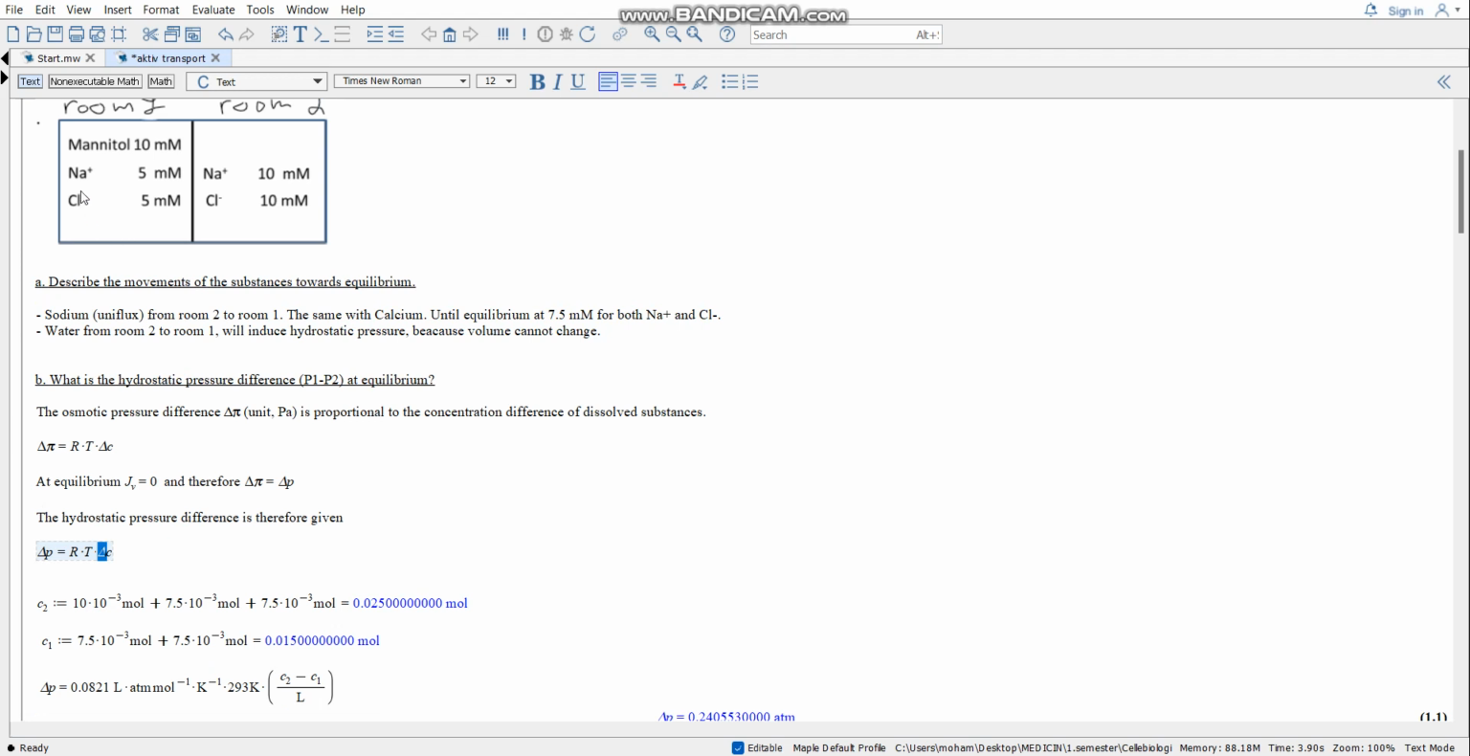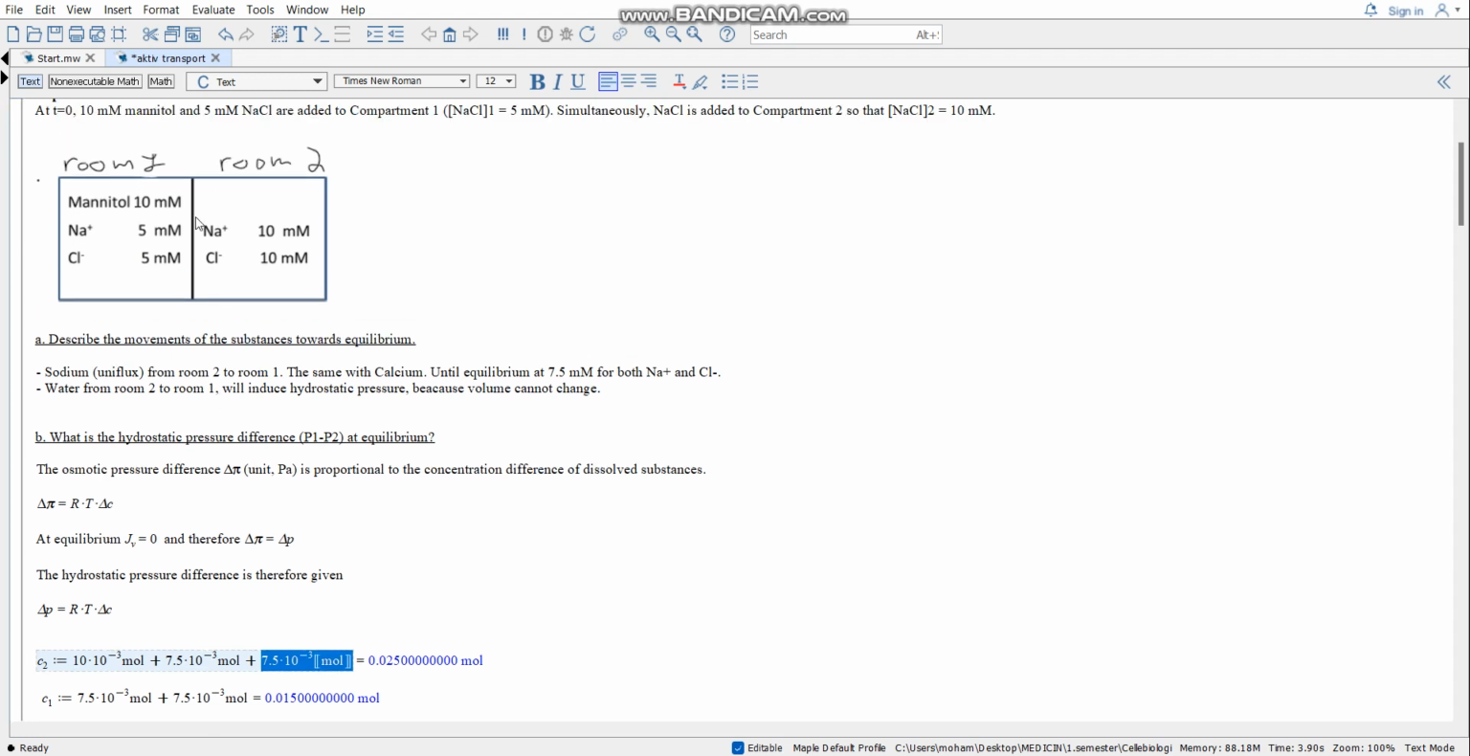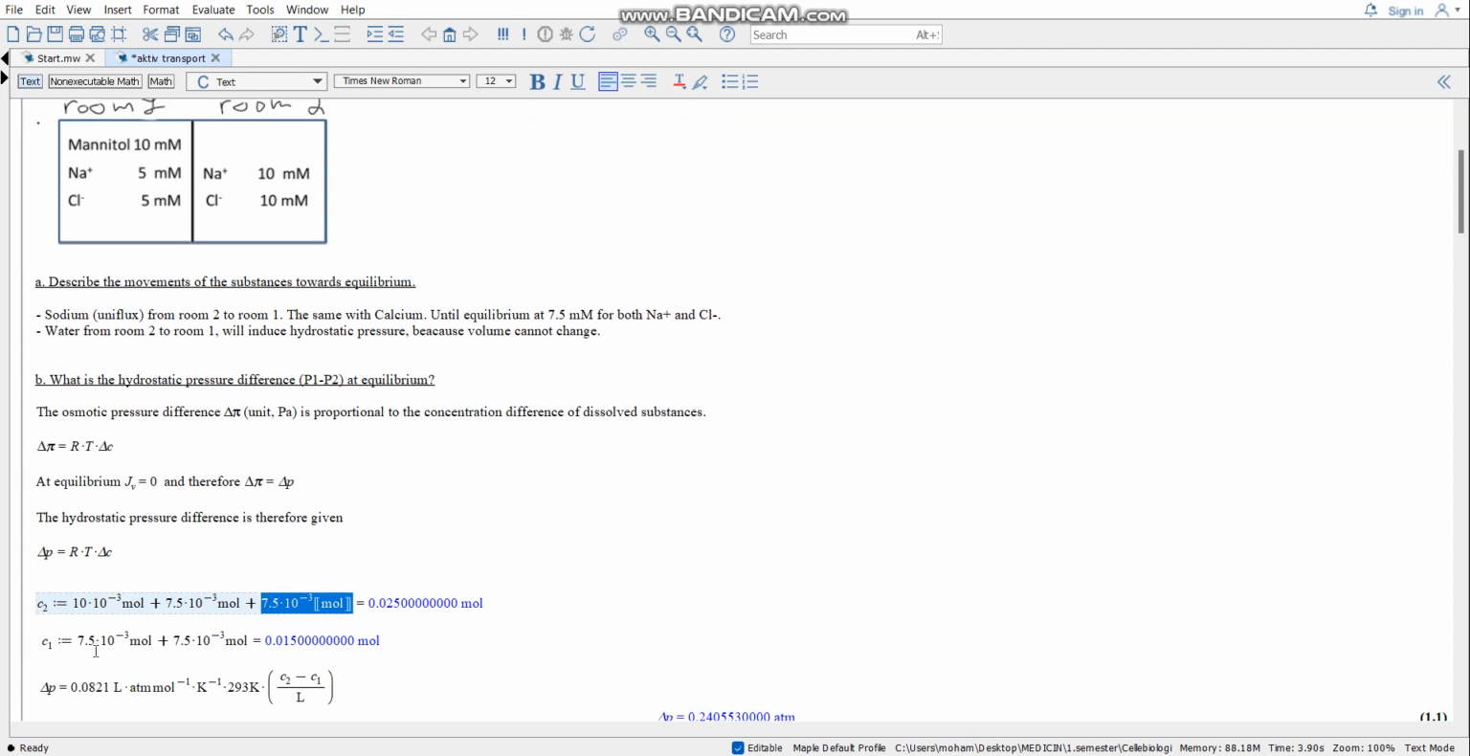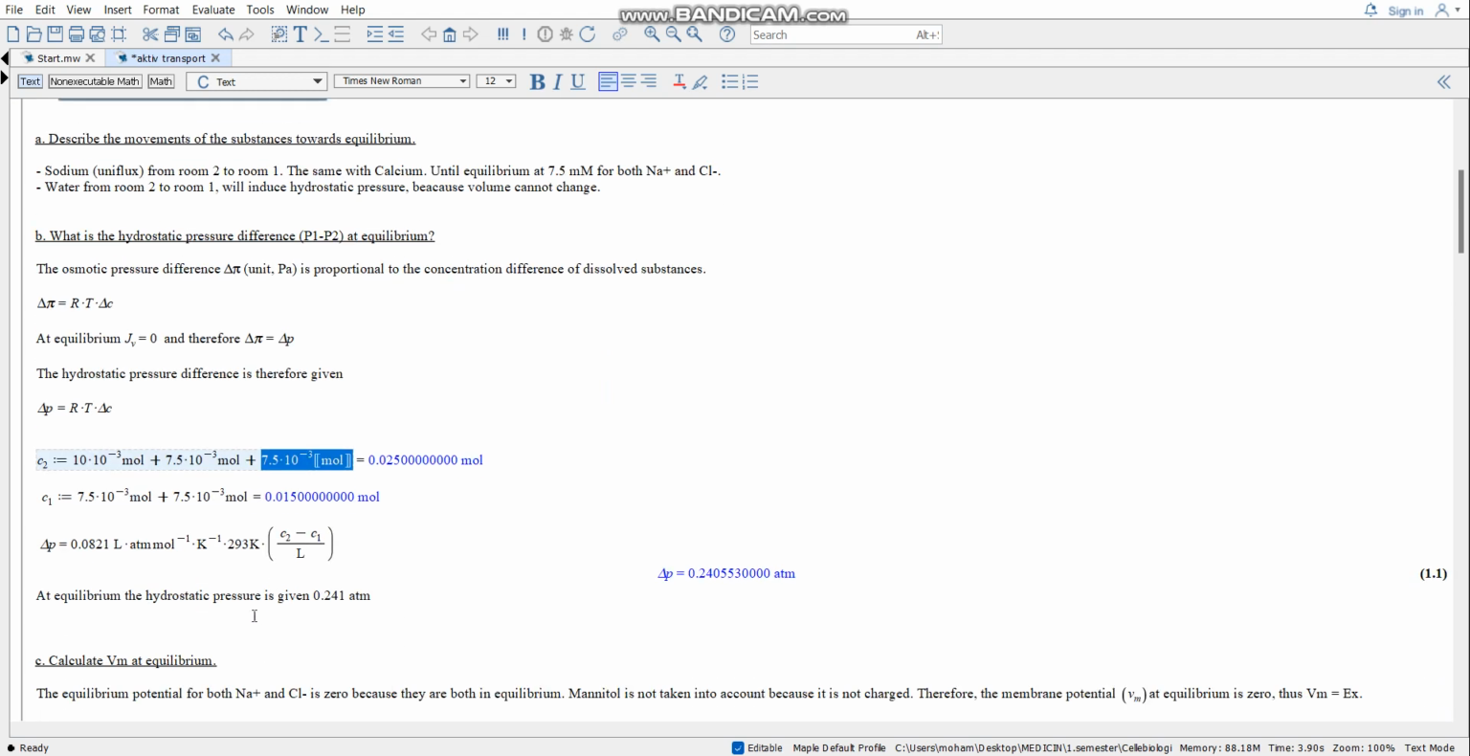Now, concentration in room 1 is, of course, firstly for mannitol 10 millimoles. Then, because at equilibrium, it is 7.5 for sodium and 7.5 for chloride. Then the concentration for room 2 is 7.5 for sodium and 7.5 millimoles of chloride, and therefore we can calculate it to be 0.241 atmospheres of pressure. This is the hydrostatic pressure at equilibrium.